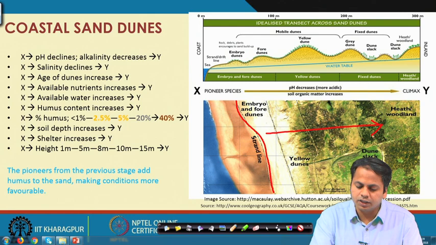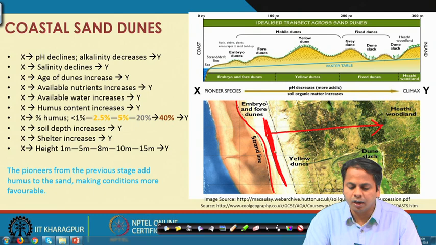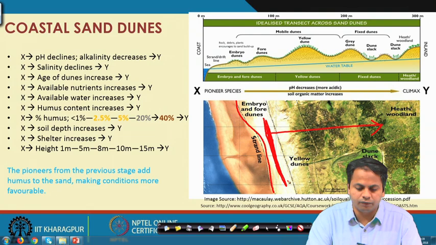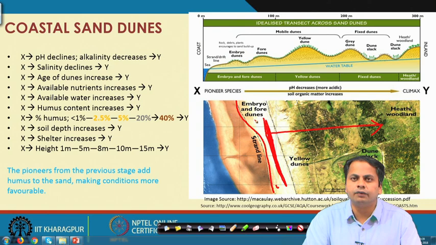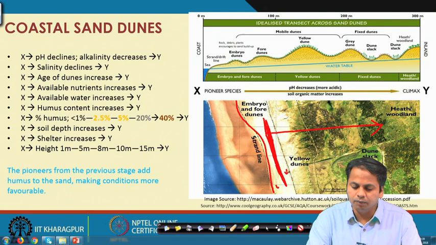Okay, so the first phase is the embryo or the fore dunes. Here the embryo and fore dunes form where the alkalinity or salt content is very high and with very little vegetation. So any small obstruction, if it is present in the form of rock or debris, starts accumulating sand over it, and in subsequent time, with the wind speeds, they can form small embryo dunes.